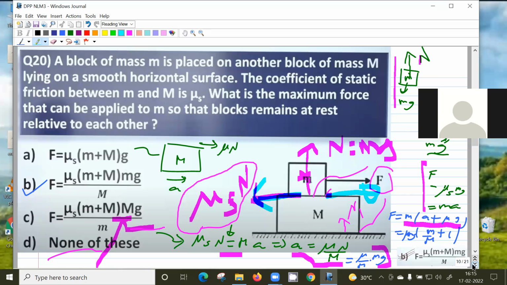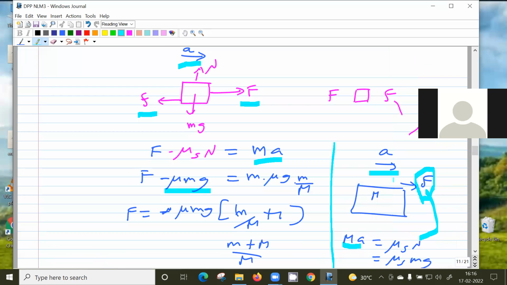Sir, acceleration towards rightward only, no, sir? Acceleration is whatever the net force gives. No, sir, capital M's acceleration, that is toward rightward only, no? Yeah, both of them are moving together. That's what I put here. It's towards right only.